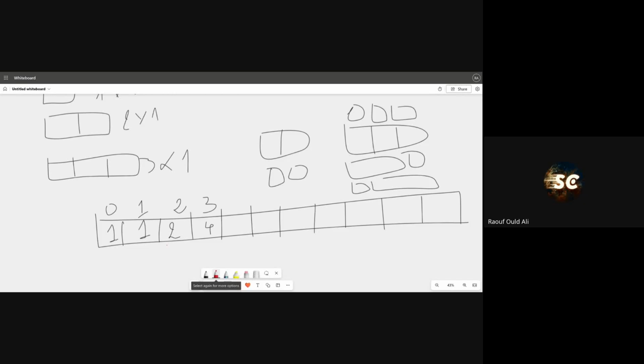And you can see that every value starting from here will use the 3 previous values and sum them, right? So here we'll have the sum of this and this and this, so we will have here 7.